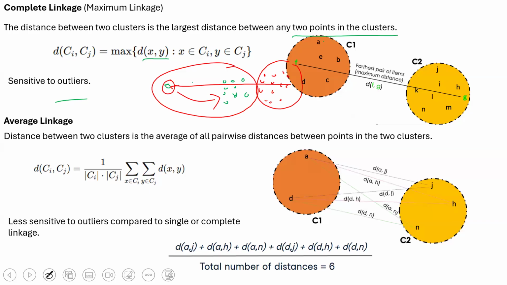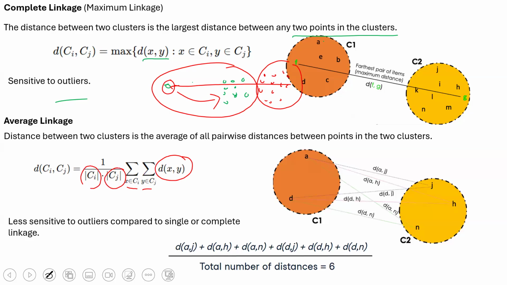What average linkage means is that you calculate the distance between every 2 points in the clusters and take the average of all those distances. So that is given by the formula. x belongs to cluster c1, y belongs to cluster c2. Calculate the distance between x and y, and then divide that by the size of cluster 1 times the size of cluster 2. That will give you the average distance.